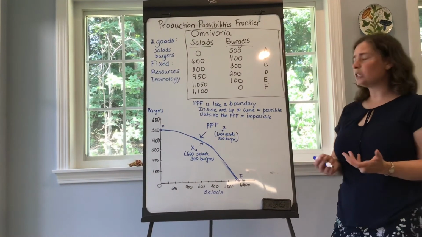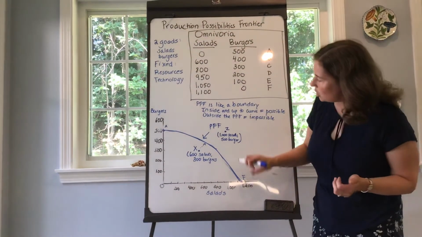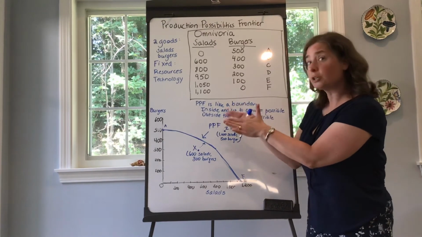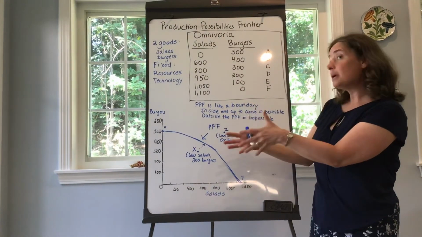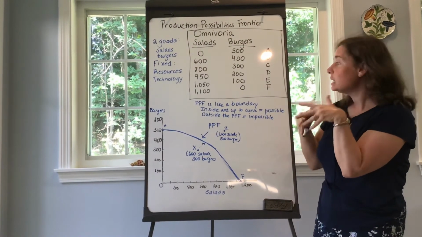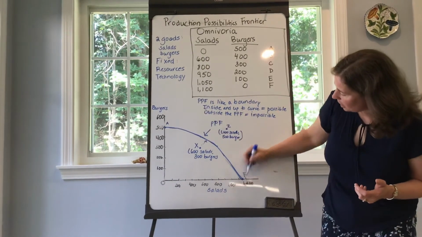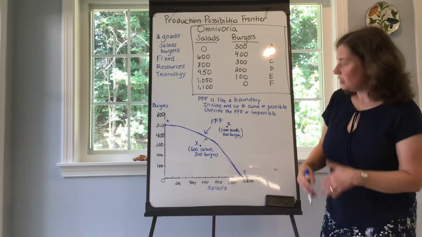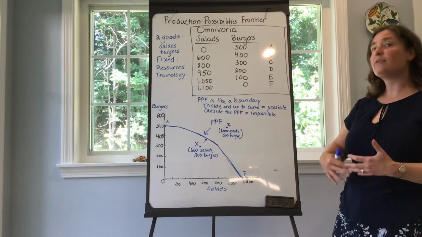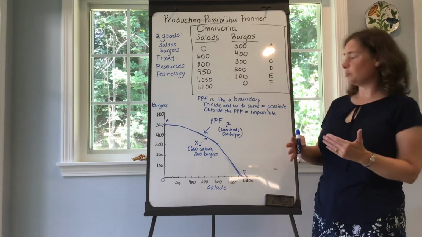Now the for whom question is a little trickier because that's more of a normative question, but depending on where the combination is, does it tilt more toward burgers and toward fewer salads? Maybe in Omnivoria, carnivores or meat eaters have greater political power. If instead Omnivoria is more in this section of the PPF, the salad eaters or the vegetarians might be stronger or may have a stronger voice. So it starts to give us a little sense of what the society's values are.